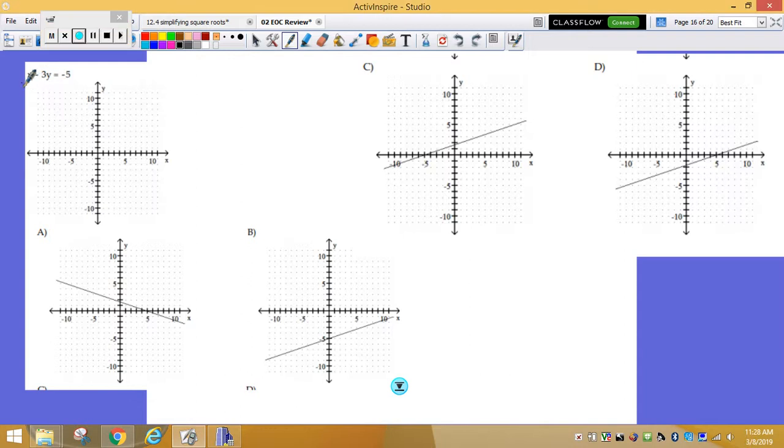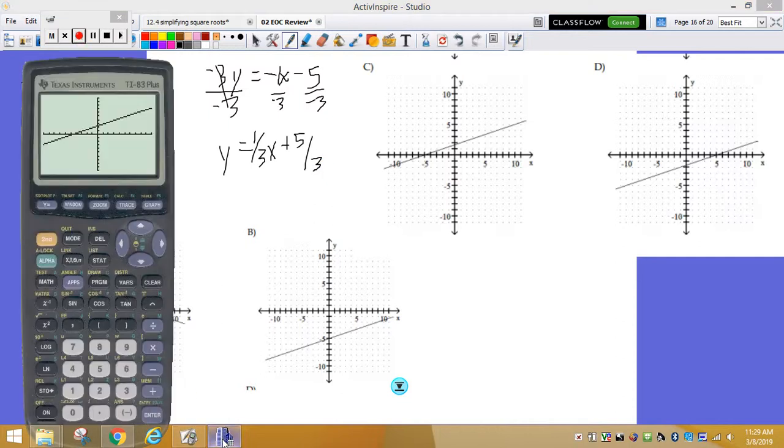Again, I want to get y by itself, so I'm going to subtract x over here. So I have -3y equals, I'm going to put my x first, -x minus 5. Divide by -3 to move that. Everything gets divided by -3. So y equals, this is a 1, -1 divided by -3 is 1/3 x. And -5 divided by -3 is a positive 5/3. If you weren't sure, you can do it in your calculator and it'll show you.